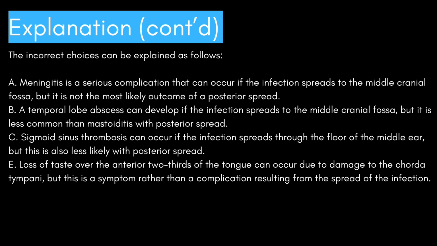C. Sigmoid sinus thrombosis can occur if the infection spreads through the floor of the middle ear, but this is also less likely with posterior spread. E. Loss of taste over the anterior two-thirds of the tongue can occur due to damage to the chorda tympani, but this is a symptom rather than a complication resulting from the spread of the infection. E. The facial nerve controls the muscles of facial expression and does not affect eye movement. Damage to this nerve would result in facial muscle weakness, not an inability to move the eye laterally.